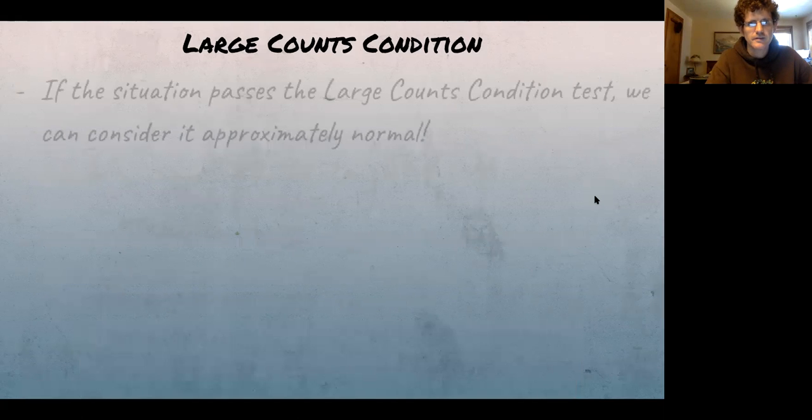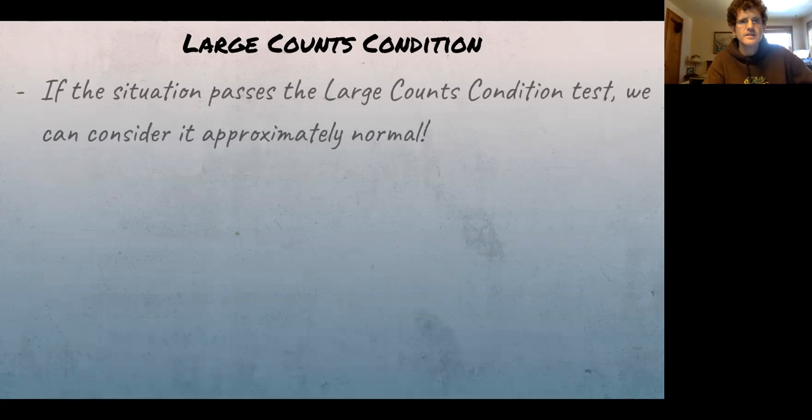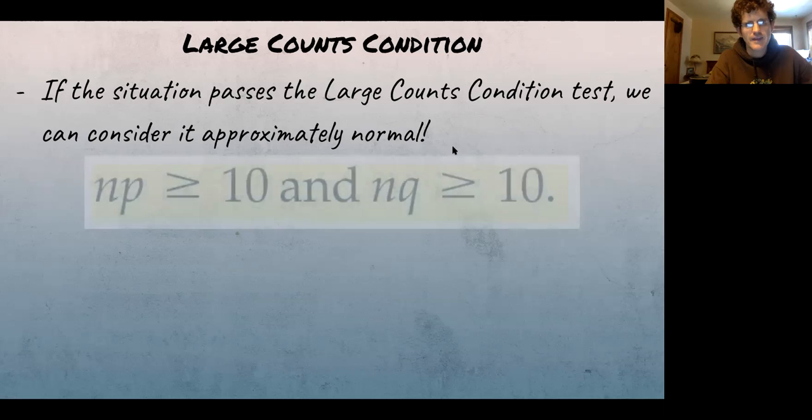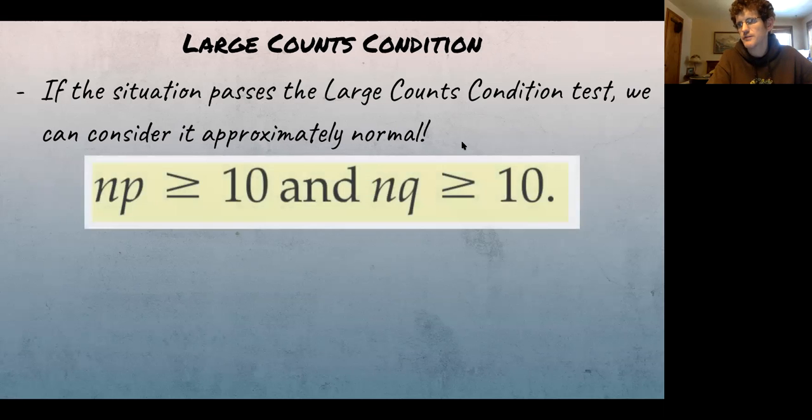All right. So this is the main reason for having the large counts test. If our data passes the large counts condition, then we can consider the distribution approximately normal. And that makes our calculations a little more straightforward.